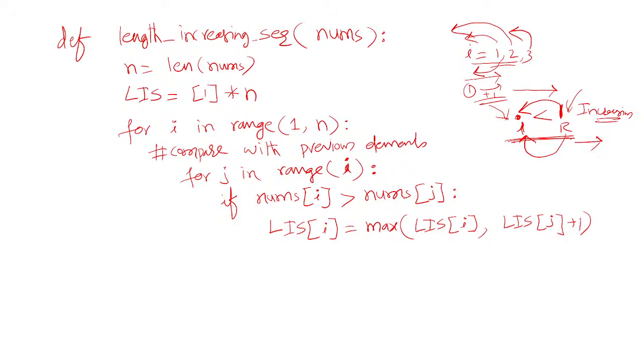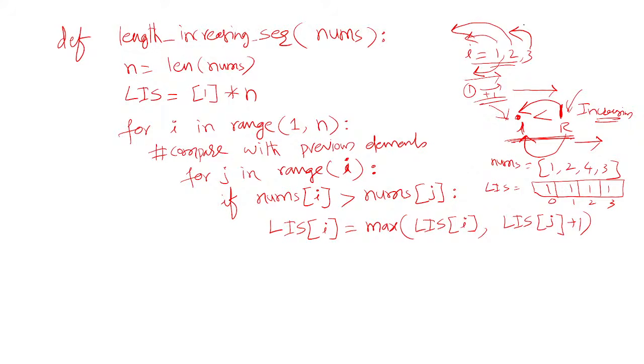Now let us work this out on our array. Our array nums is 1, 2, 4, 3. You will understand. Then your lis initially is filled with all ones: 1, 1, 1, 1 stored here, for indices 0, 1, 2, 3.